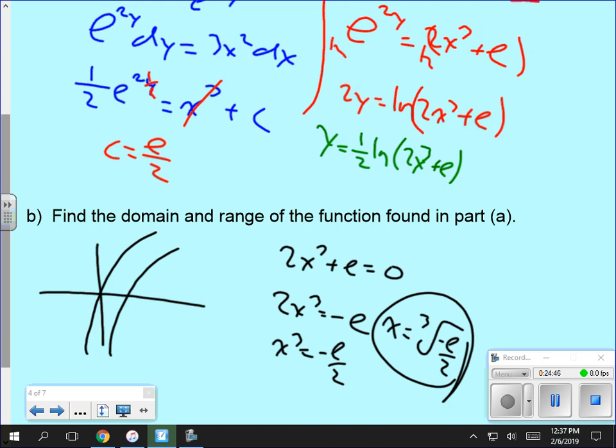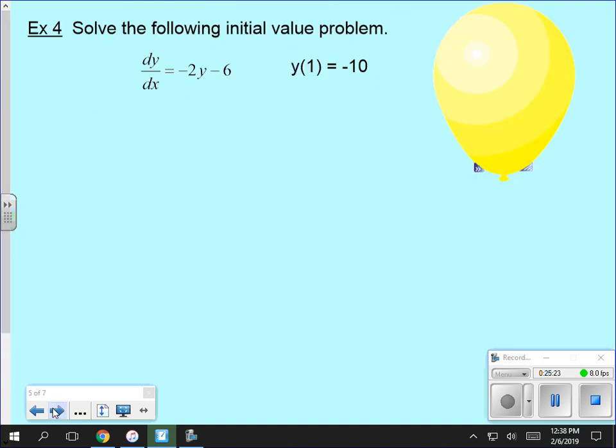That's my domain. My range will be all real numbers. If you look at the graph of natural log, your range is always all real numbers. It's your domain that you have to worry about. So my domain: x is greater than the cube root of negative e over 2. And we're allowed to have a negative inside the cube root, right? How are we doing so far? Clear as mud?